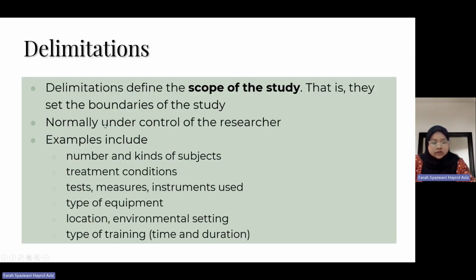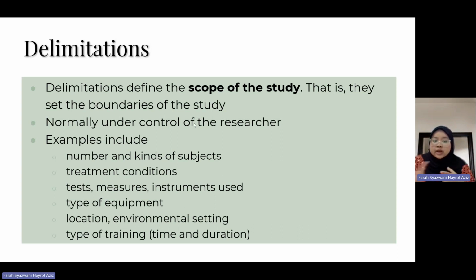Again, we are now looking at delimitations. They define the scope of the study and set the boundaries of the study. For example, if you want to study climate change, can you study the whole nation, the whole world? You must limit some of the scope of the study, so you must set boundaries. Normally these boundaries are under the control of the researcher.